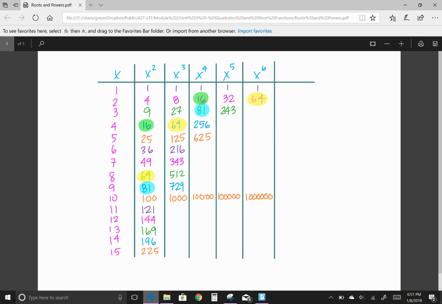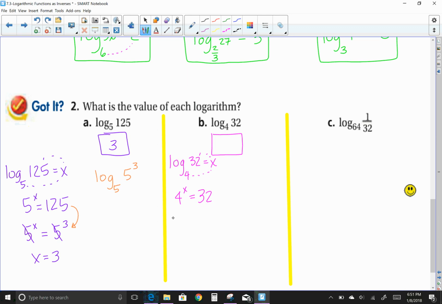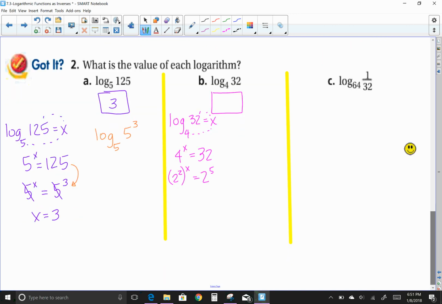But if you go to powers of 2, that's why knowing these numbers is so important. You can see that 32 is in your list and 4, and they are both powers of 2. So 4 is 2 squared, and 32 is 2 to the 5th. So that means that 4, as we just said, is 2 squared to the x, and 32 is 2 to the 5th.